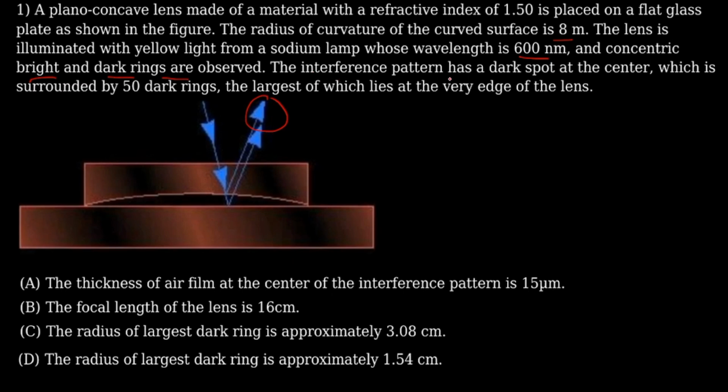The interference pattern has a dark spot at the center which is surrounded by 50 dark rings, the largest of which lies at the very edge of the lens, that means here. So let us see how to analyze this problem.